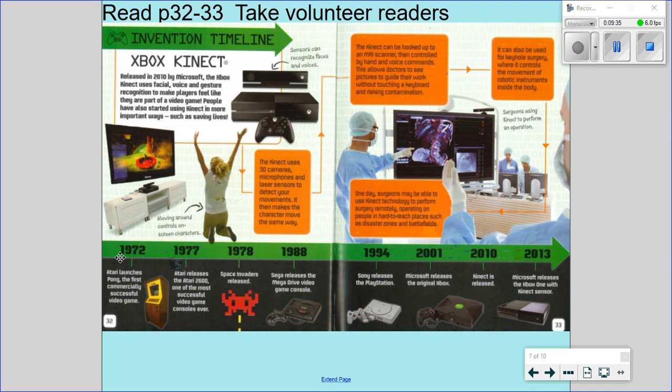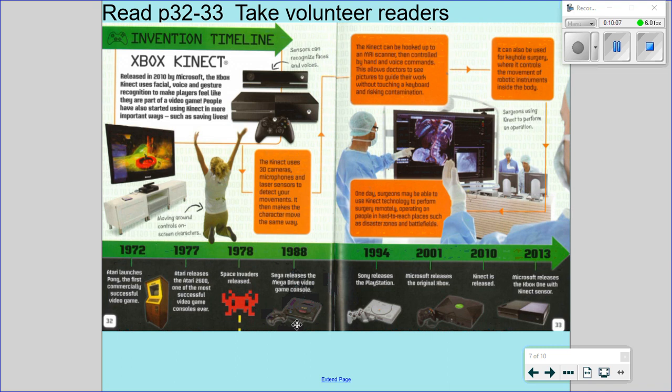So in 1972, Atari launches Pong, the first commercially successful video game. 1977, Atari releases the Atari 2600. It's probably pronounced differently, like 2600 or 2600. I'm not entirely sure. One of the most successful video game consoles ever. 1978, Space Invaders released. 1988, Sega releases the Mega Drive video game console.